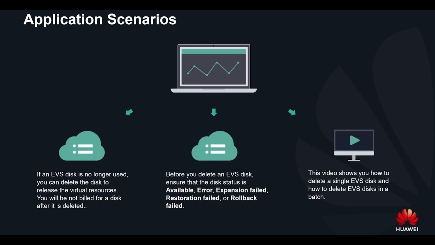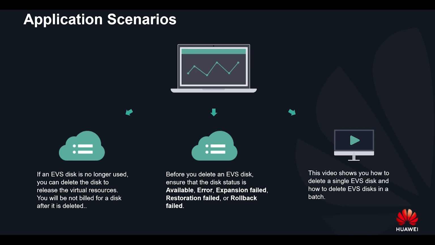Deleting an EVS disk. If an EVS disk is no longer used, you can delete the disk to release the virtual resources. You will not be billed for a disk after it is deleted. Before you delete an EVS disk, ensure that the disk status is available, error, expansion failed, restoration failed, or rollback failed. For more constraints, see Elastic Volume Service User Guide in Huawei Cloud Help Center.